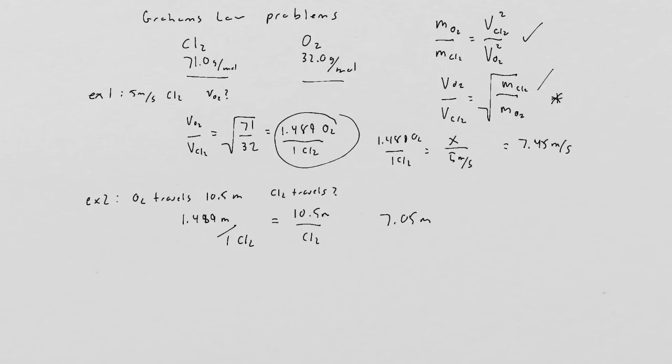This is not just a ratio of speeds. This says that, for every 1 meter that the chlorine travels, the oxygen is going to travel 1.5 meters. So we can just set up a ratio, a direct proportion, and solve the problem. Nice and easy. And that's our answer.